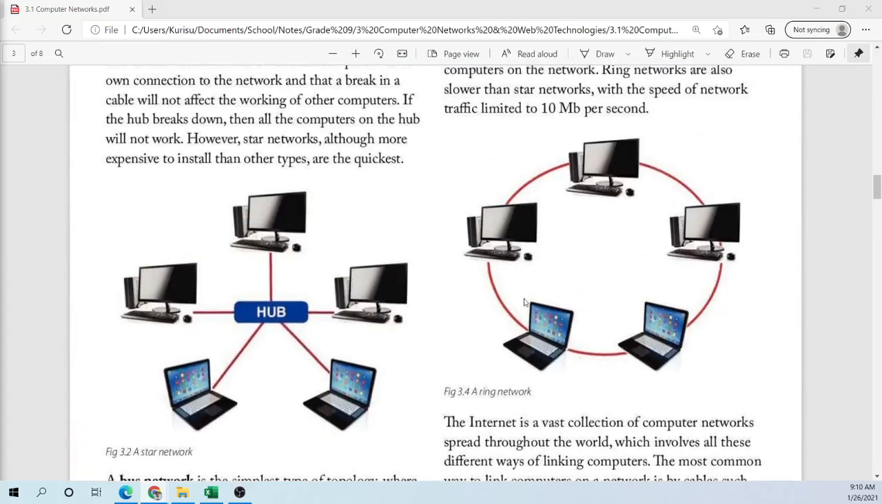So, why do we choose the star over the ring and the bus? Because if there's a malfunction in any of the systems other than the hub, the rest of the devices will continue to run. Very good. That's one reason. Because it's the quickest, it's the fastest. So you get more speed from a star network. You get to transfer your data much faster. You get to send a picture faster, you send all your videos faster, and so on.